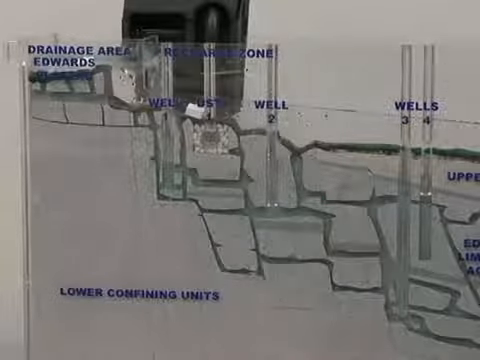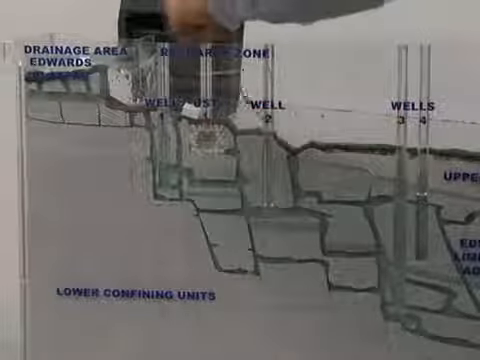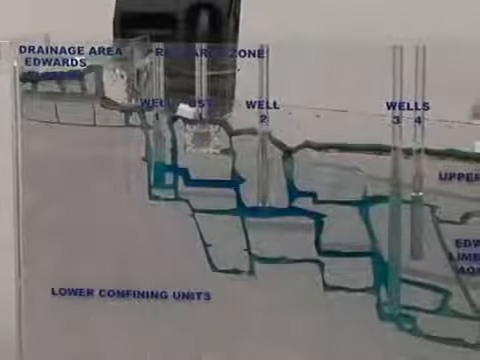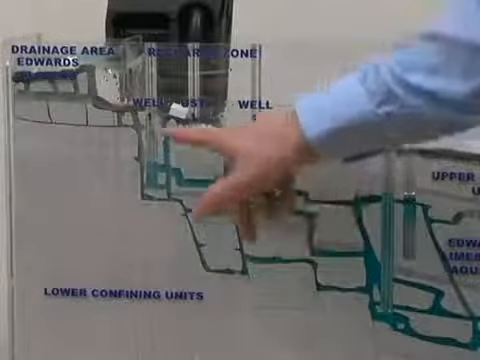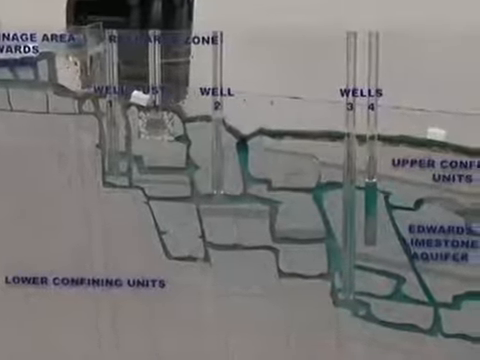So what I'm going to do is simulate it by adding some dye to the surface of the recharge zone. And as you can see, it's almost instantly affecting neighboring wells, moving its way down through the aquifer, and again up at the springs.